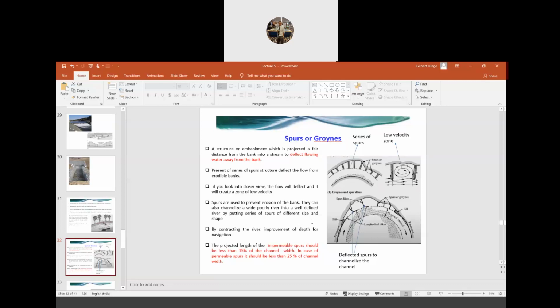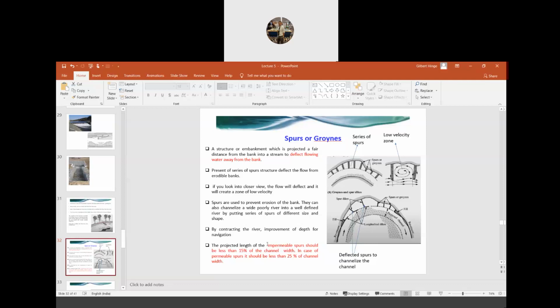So now how do you place these spurs? This is very important. Spurs are of two types: one is impermeable and the other is permeable. Impermeable basically means the water cannot pass through the spurs. In case of permeable spurs, which are sometimes made of stones and such, the water still can pass through it.